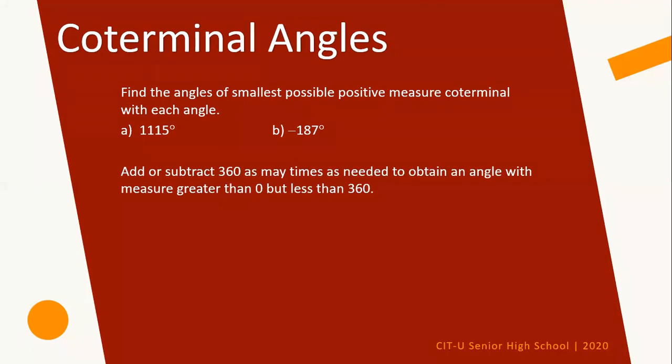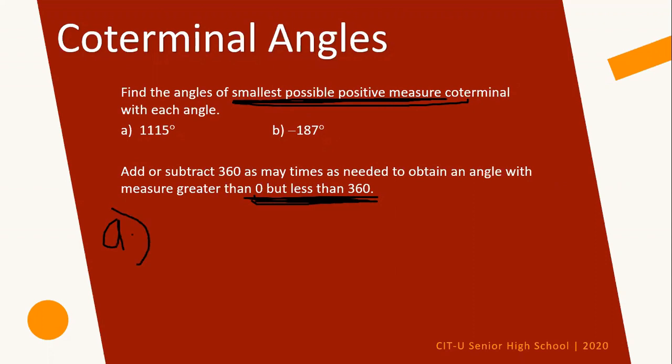What to do? We just have to add or subtract 360 as many times as needed to obtain an angle with measure greater than 0 but less than 360, because we are asked for the smallest positive coterminal angle. So the measure should be between 0 and 360 degrees. Now what to do?